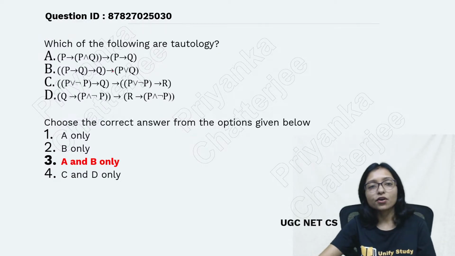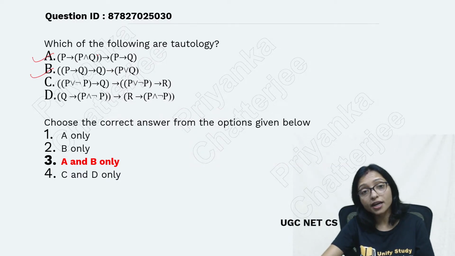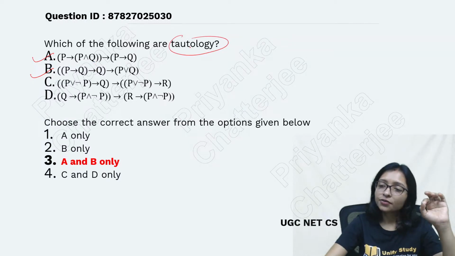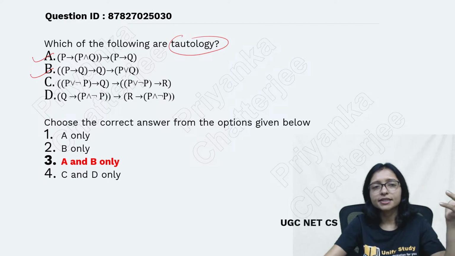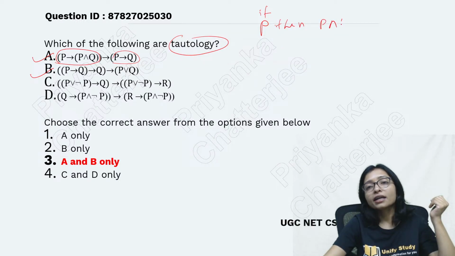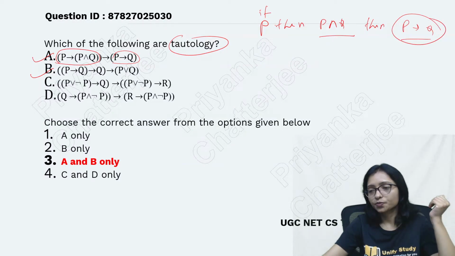Okay. Here your answer is A and B are tautology. Same way you can think logically also. Whenever a tautology question is there, if you think logically, it will be easy. So P implies P and Q, that implies P and P implies Q. So I am saying that if P is true, then P and Q is true. Then can I say that P implies Q is true?